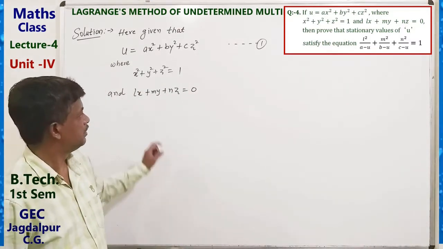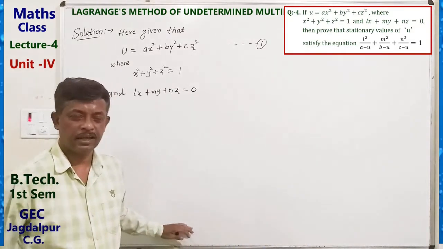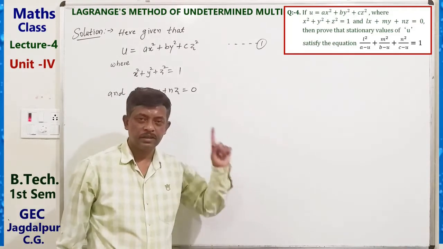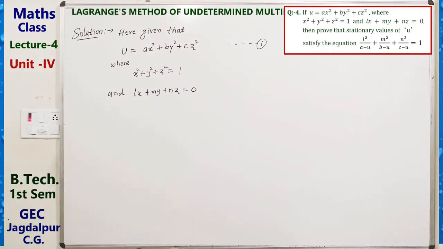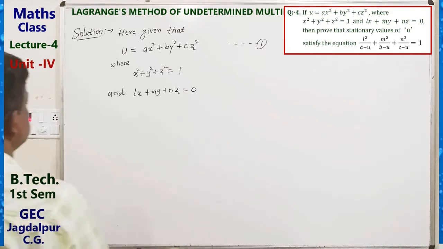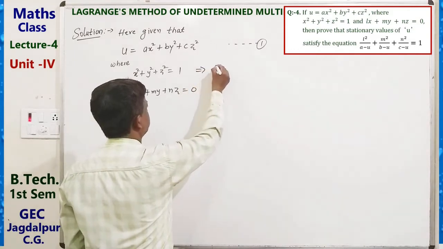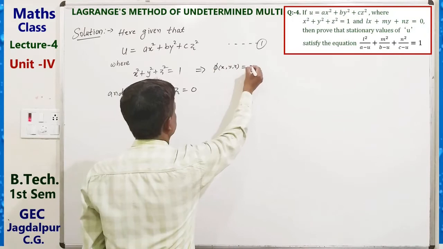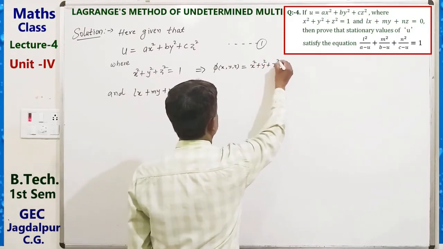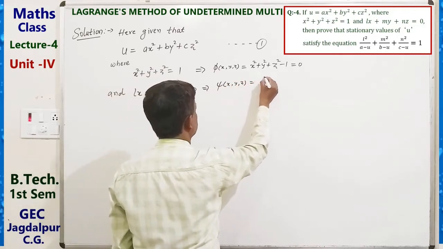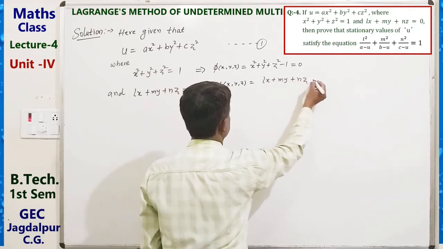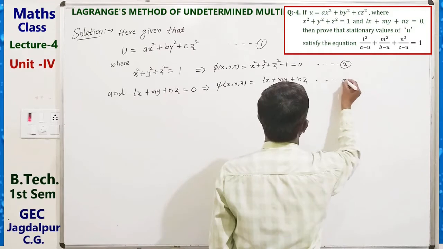Now we have to find a relation having u which will give a stationary value for the function u. So we can use Lagrange's multiplier method. Here we can write phi(x,y,z) = x² + y² + z² − 1 = 0, and another relation psi(x,y,z) = lx + my + nz. This is equation 2 and this is equation 3.